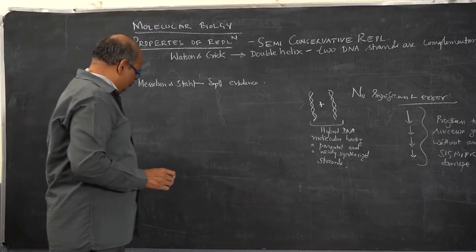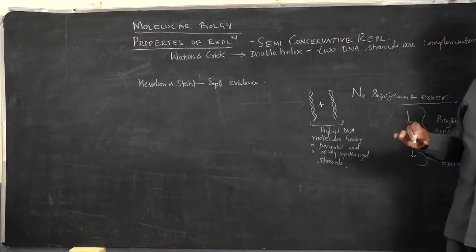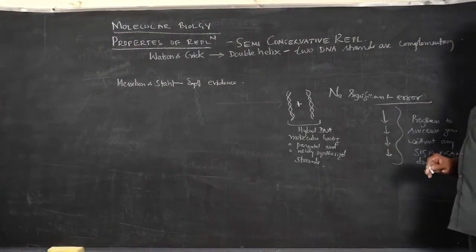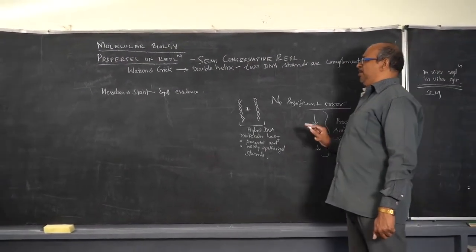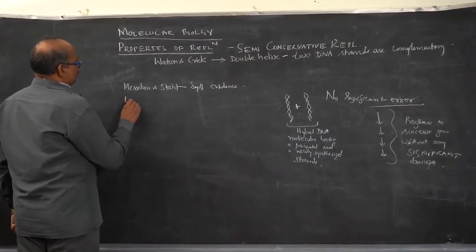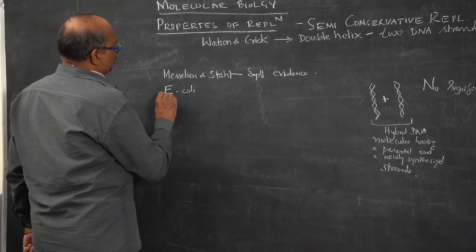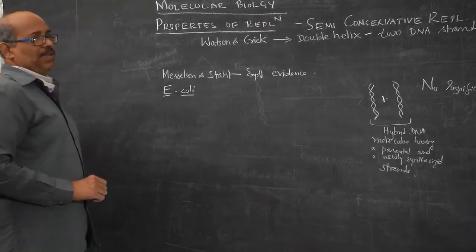So they gave the experimental evidence in the 60s. Here is the time when Watson and Crick got their Nobel Prize. They worked on the organism E. coli. At the time it used to be called the workhorse of molecular biology. Even today this is the workhorse of molecular biology.